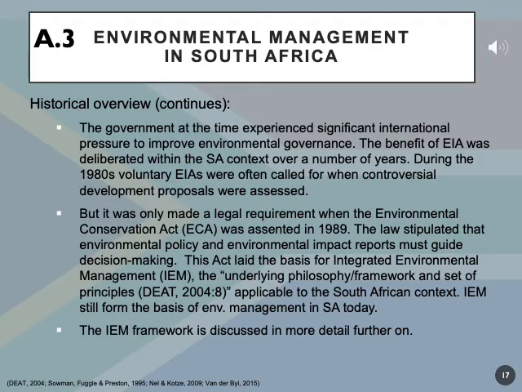The South African government at the time experienced significant international pressure to improve environmental governance. The benefit of EIA was deliberated within our context over a number of years. During the 1980s, voluntary EIAs were often called for when controversial development proposals were assessed, but it wasn't legislated yet as a mandatory action. It was only made a legal requirement when the Environmental Conservation Act, or the ECA, was assented in 1989. The law stipulated that environmental policy and environmental impact reports must guide decision making.